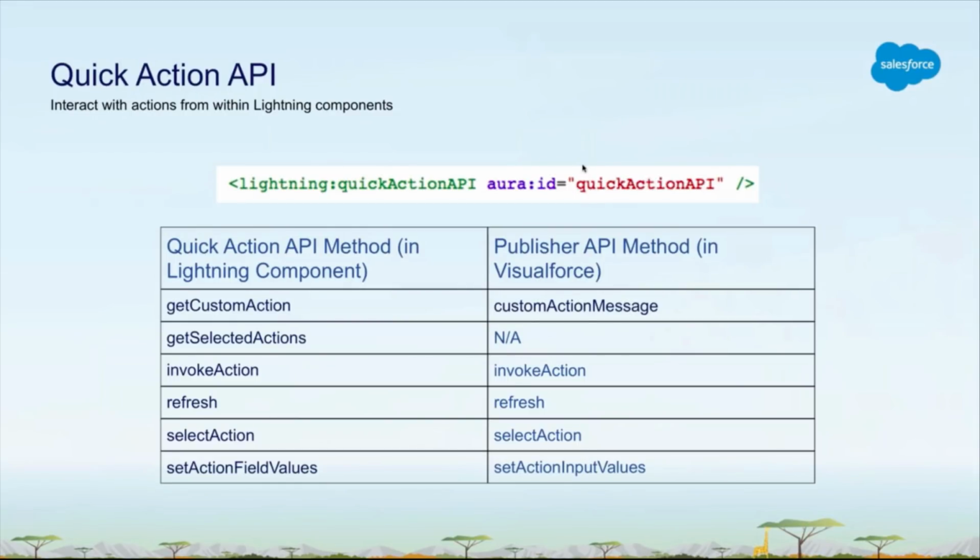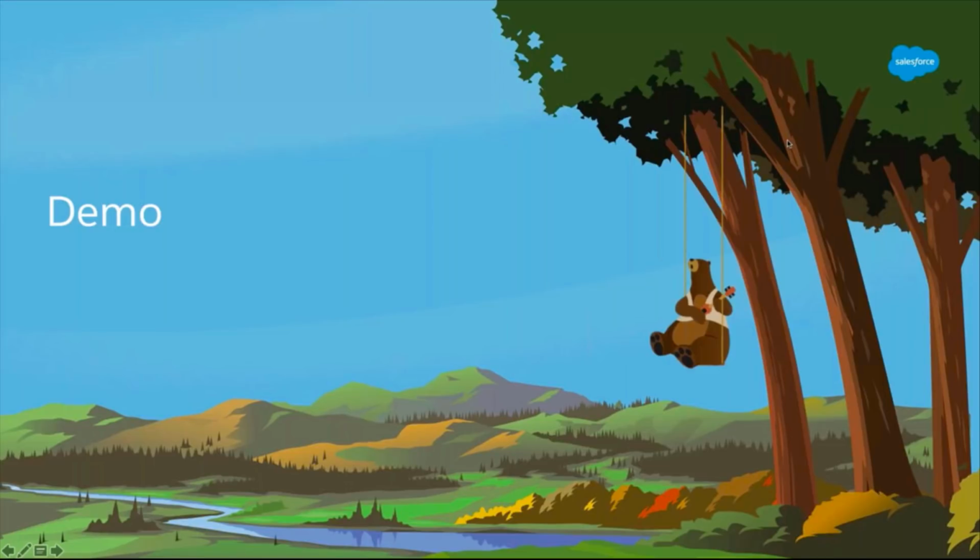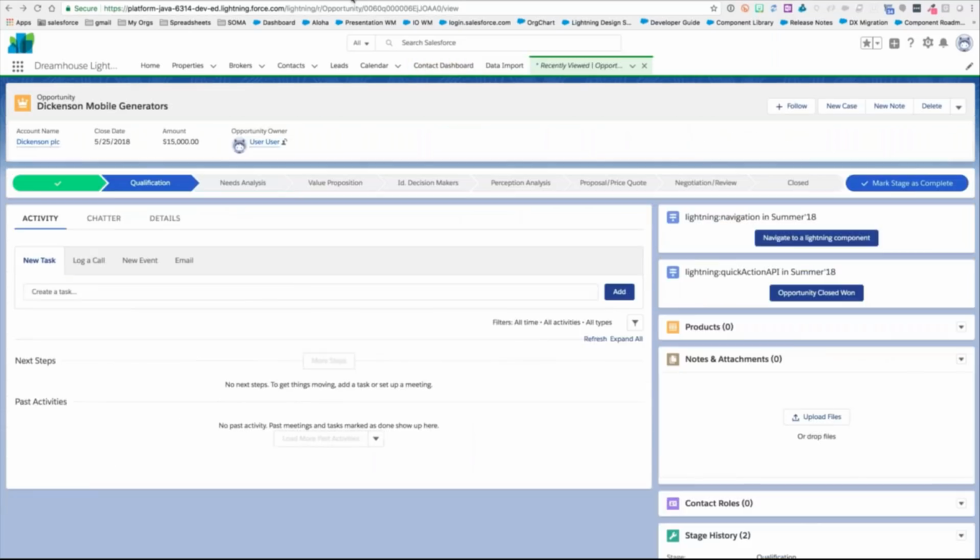And let's go have just a 2-second demo here. I'm going to go back over and go into another part of my org where I have an opportunity open. You'll notice that I have a lightning navigation in summer 18 component here. I'm going to say navigate me over to a lightning component. By simply clicking that, boom, I have navigated directly over. This is just my very simple, silly component here. I have navigated directly over to a different lightning component straight from that button.